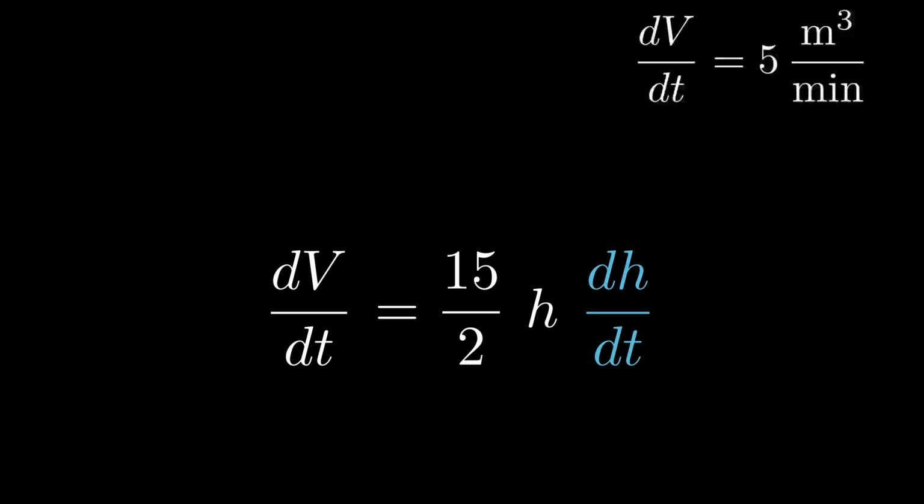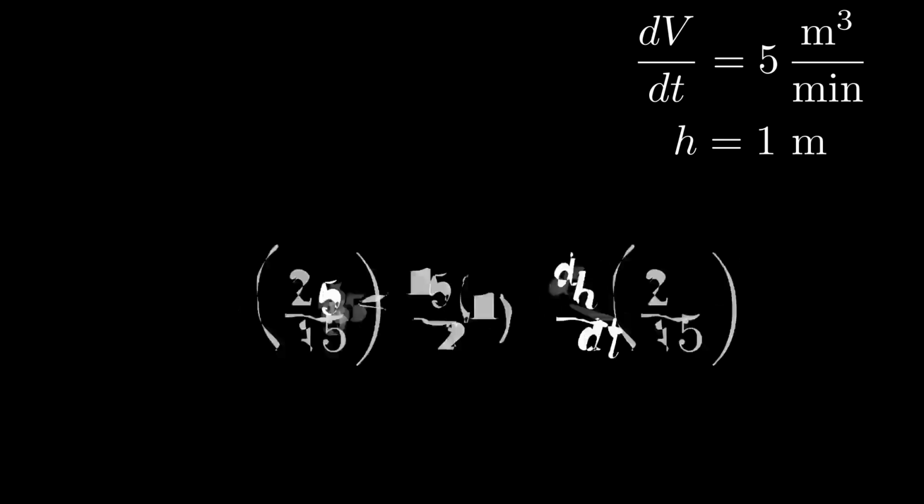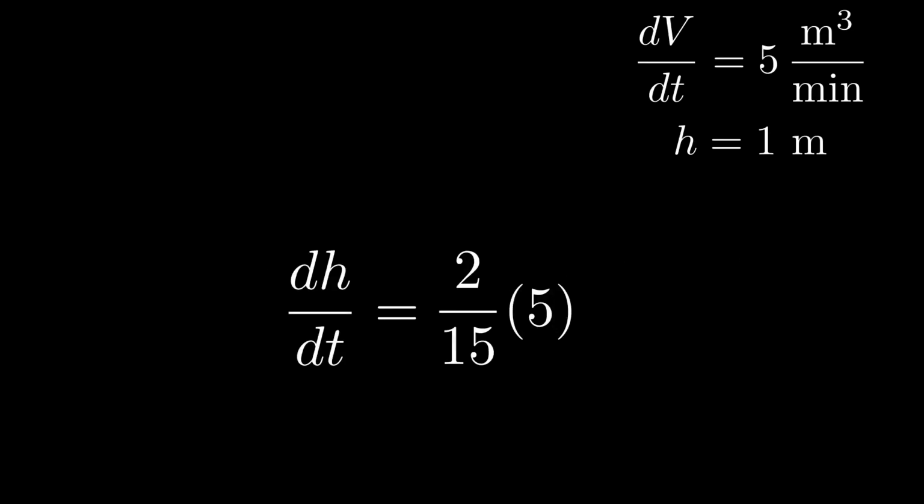Well, the dV/dt is going to be this 5. The H is going to be equal to 1. And so we just plug everything in. So we get 5 is equal to 15/2 times 1 times dH/dt. So on this side here, these two just multiply to 15/2 times the dH/dt. So to solve for the dH/dt, we just have to multiply by 2/15 to get rid of this. Multiplying both sides by 2/15 yields that dH/dt is equal to 2/15 times 5. And of course, the 5 cancels with the 15 here to leave a 3 on the bottom, and you get that this is equal to 2/3.